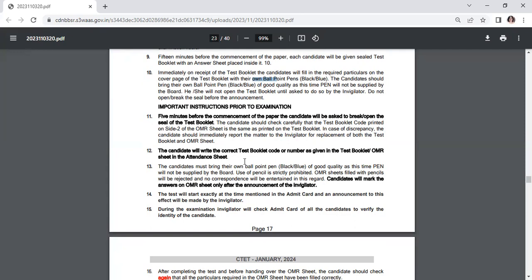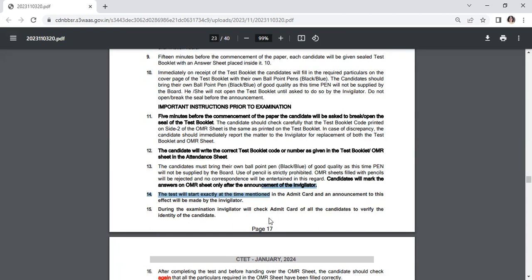The candidates will write the correct test booklet code or number, as given on the test booklet and OMR sheet, in the attendance sheet. The candidate must bring their own good quality ballpoint pen, as the pen will not be supplied. Candidates will mark the answer on the OMR sheet only after the announcement of the invigilator. The test will start exactly at the time mentioned in the admit card. An announcement to this effect will be made by the invigilator.